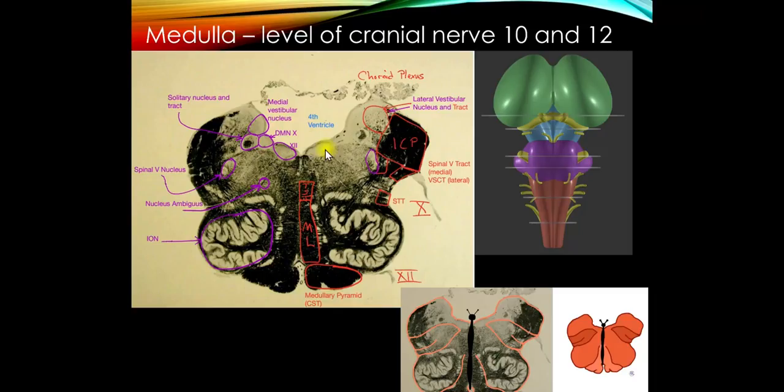Now, from the hypoglossal nucleus here, you can actually follow the hypoglossal nerve all the way out. You see those black strands right there? So this is the hypoglossal nerve, and then we can follow it out like that.